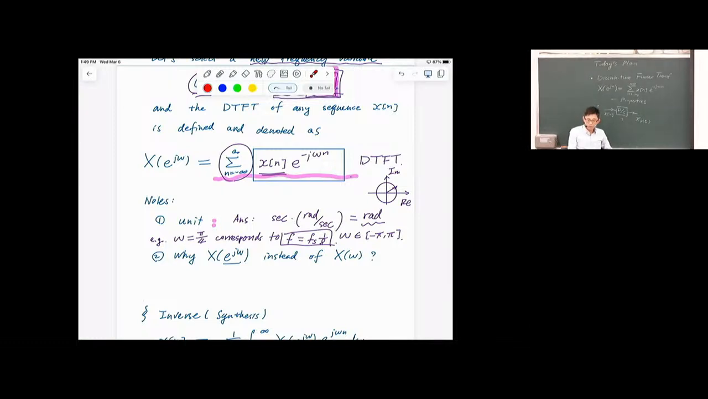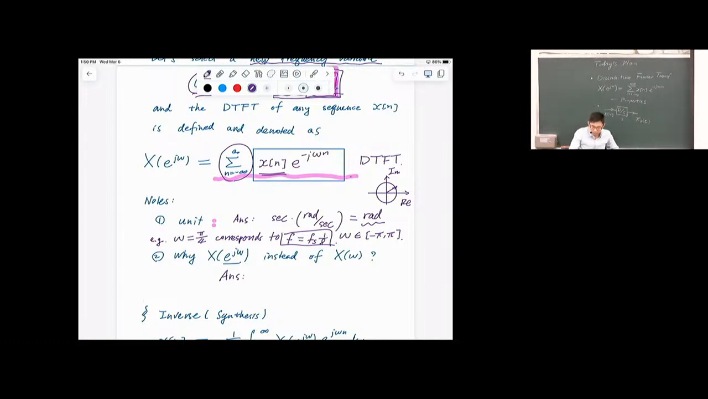Because the result is a spectrum. A spectrum is a function of frequency, why don't we just write it this way? Why do we write it in this strange way? I think that's a good question. If you ever have this doubt, I agree with you. There is a reason for this. The reason will be clearer when we introduce Z transform. This is to have a unified notation between DTFT and Z transform.